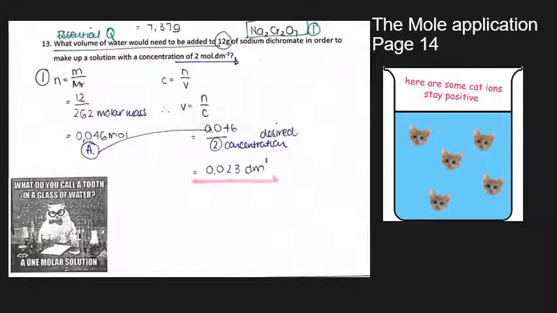So what am I going to do here first? I'm going to work out my moles first. That's the first thing I'm going to do. And then I'm going to get an answer of 0.046 moles. That answer there is very, very important because you're going to use it in the formula using the desired concentration, which is 2 moles per decimeter cubed. So from that, we use our concentration formula, we manipulate it, we've got our moles, we've got our concentration, and you should get an answer of 0.023 decimeters cubed.